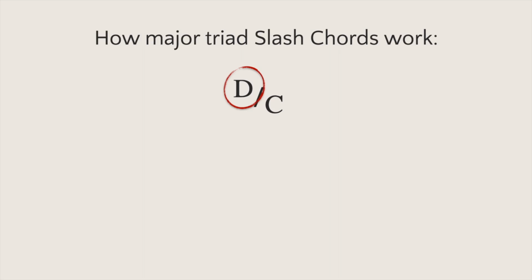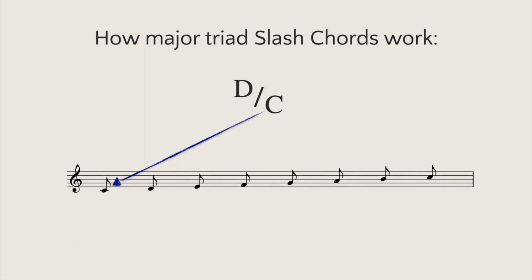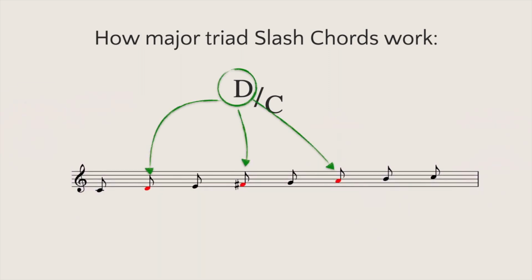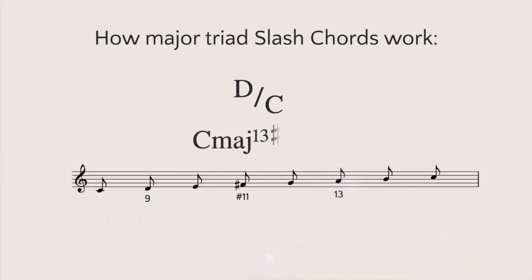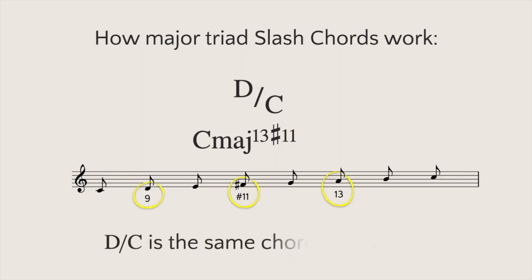We'll start with a C major scale, as C is our root note. Then we'll superimpose the D major triad onto the scale. As you can see here, the only note that changes within our original scale is the F natural to an F sharp. Therefore, this scale is a Lydian mode, in this case the fourth mode of G major, with the D major triad upper structure helping to highlight the extensions, the 9, the sharp 11 and the 13. So D over C is the same as C major 13, sharp 11.